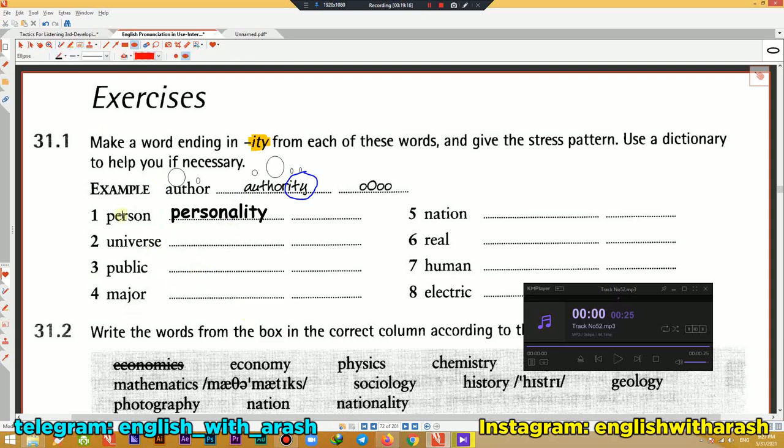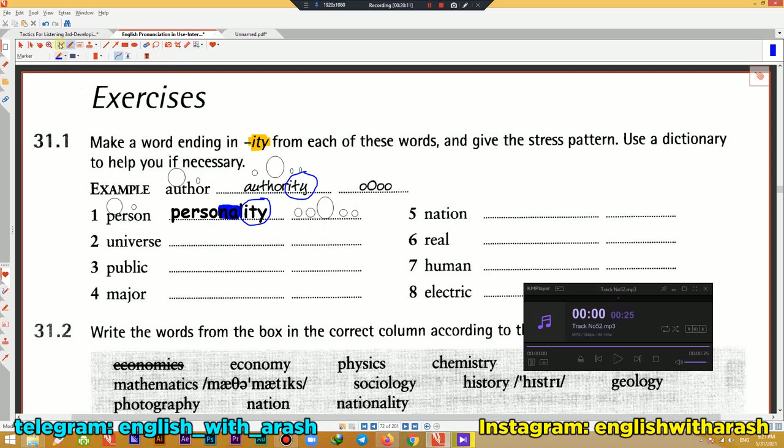So now I'm gonna add -ity to the end of another word, person. I think I have to add -al too, yes? Personality. Personally is also true, but I want to end it with -ity, so I think personality is a better one. So now instead of person, I say personality. So I'm stressing the na: personality.